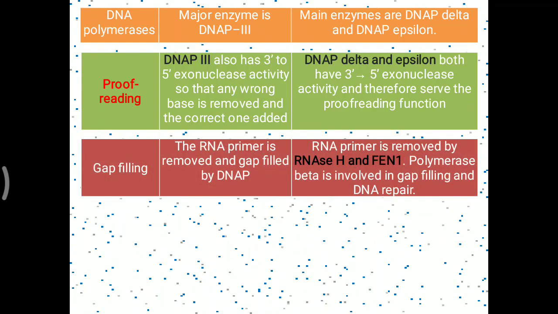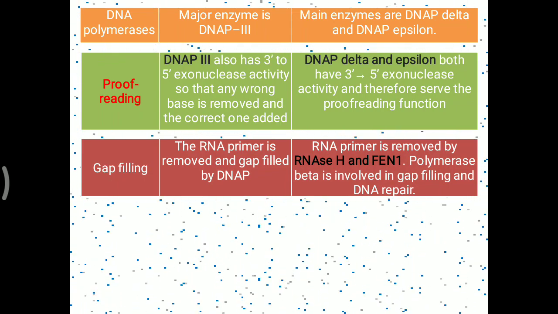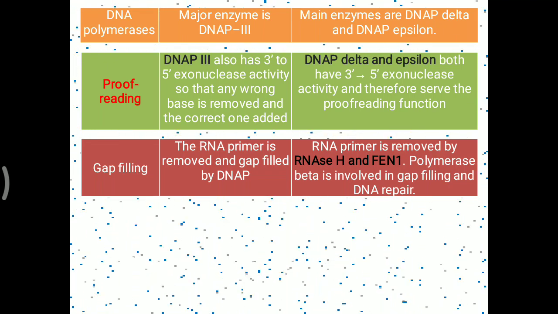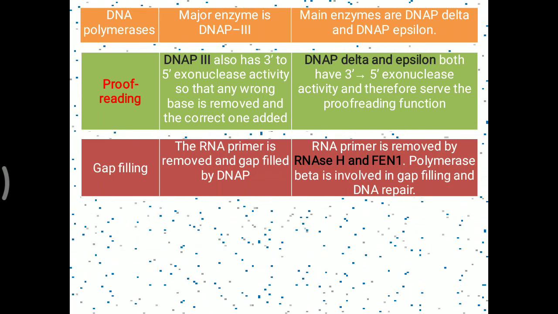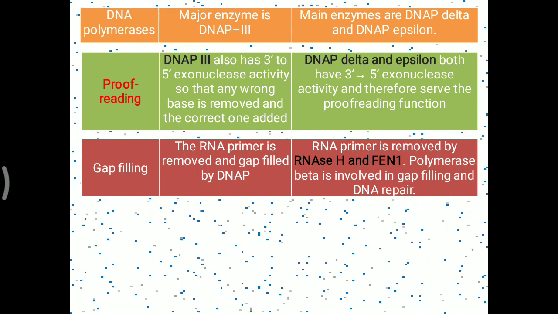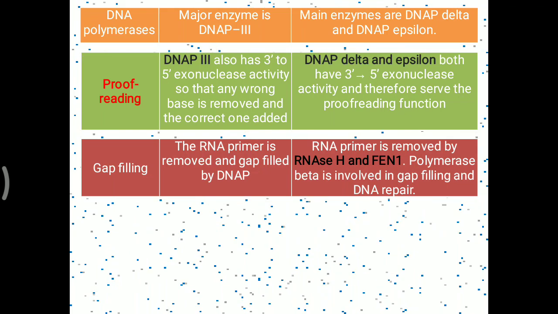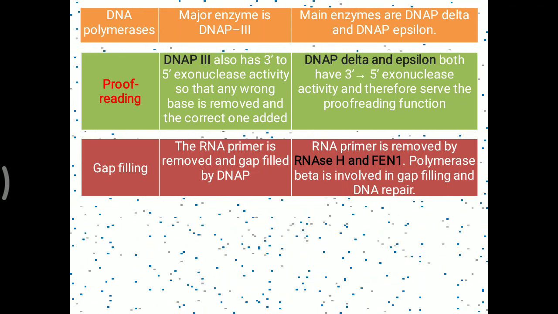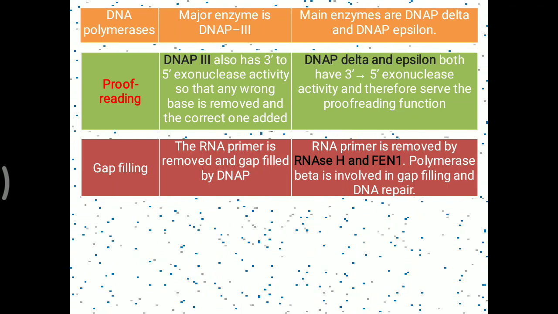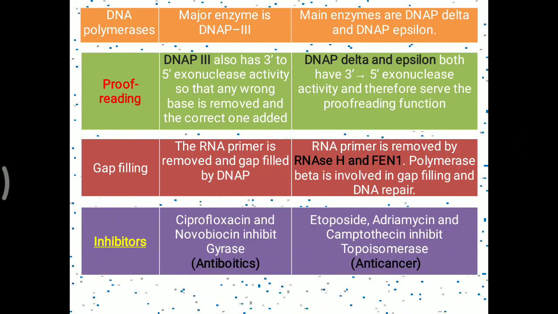Further, gap filling. The RNA primer is removed and the gap is filled by DNA polymerase in the prokaryotic. While in eukaryotic, the RNA primer is removed by RNase H and FEN1, that is flap endonuclease 1 enzyme. Now, polymerase beta is involved in gap filling and DNA repair mechanism. So you have to remember that for primer removal in the eukaryotic, two extra enzymes are present, that is RNase H and FEN1.